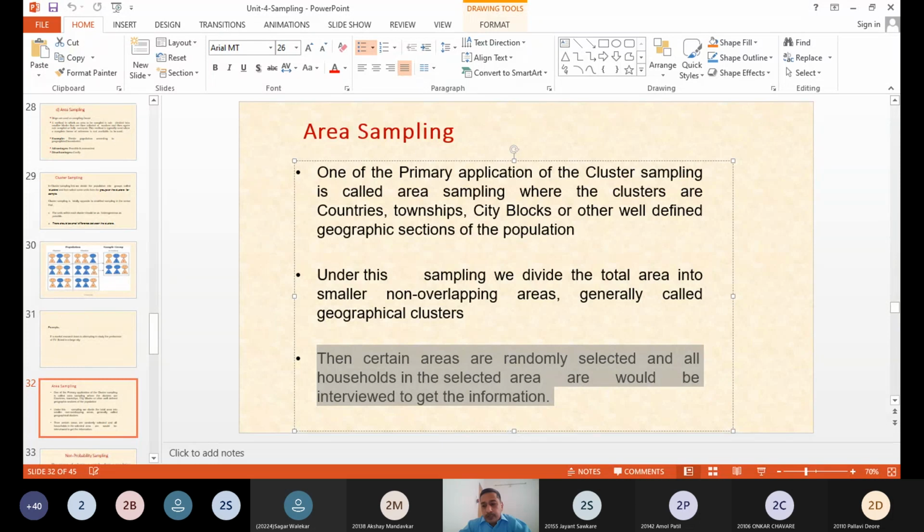So first of all, we select one geographical area, we divide that geographical area into smaller areas, and from these different clusters, we select a few clusters randomly, and then we interview or we collect information from all those households or all those individuals from that particular area or those particular clusters.